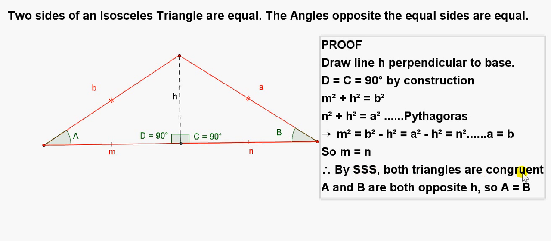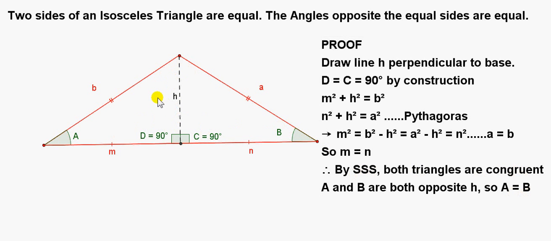So if the triangles are congruent, it means they're equal in every way. So in particular, it means that the remaining angles are equal to each other. Now, which angles are equal? Well, we take the corresponding angles, that is the angles opposite the same equal sides. So we can see that h is opposite angle B, and side h is also opposite angle A in this second triangle. So that means that A and B are the corresponding angles. So A must equal B. And that's the end of the proof.